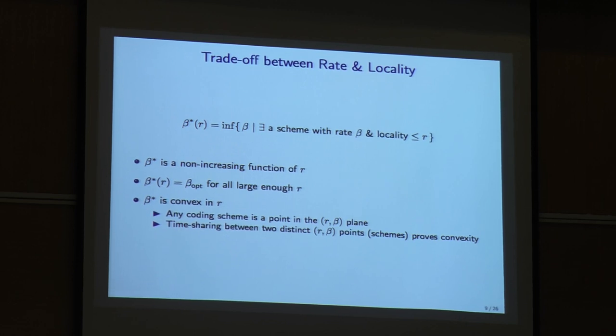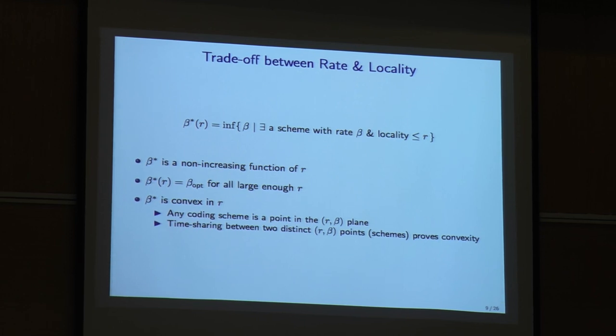And also this function is convex in R. Okay, so assume a 2-dimensional plane. You have R on the x-axis, rate on the y-axis. If I give you any coding scheme, it has its own beta, its own R, so you can plot it in this plane. Every coding scheme becomes a point. If you have 2 coding schemes, you have 2 points. By time sharing, you can achieve all the points on the line between the 2 points. Because beta star is optimal, it lies beneath this line. So this proves convexity. We know that it's non-increasing, it eventually reaches capacity, and it is convex, which also means that it's continuous.